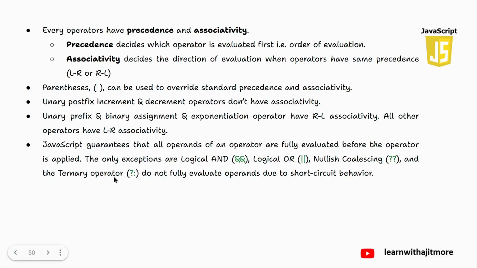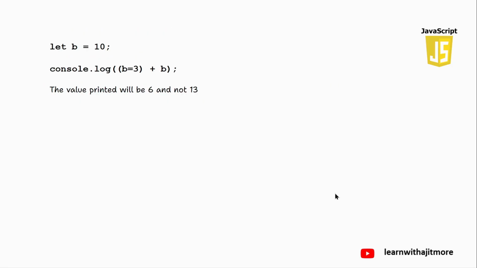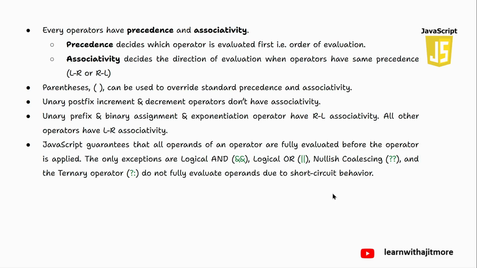And the third is the ternary operator, getting A question mark B colon C. Is it going to evaluate A, B, C, all three? No, it will only evaluate A first. If A is true, it will evaluate B. If A is false, it will evaluate C. That's all. Getting? So they do not fully evaluate operands due to short circuit behavior. Okay? So that part is clear.